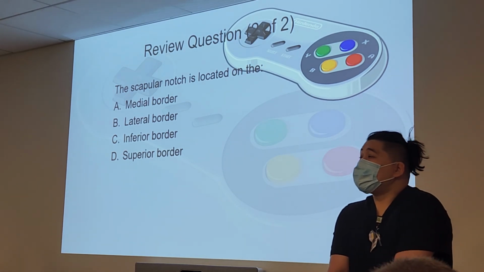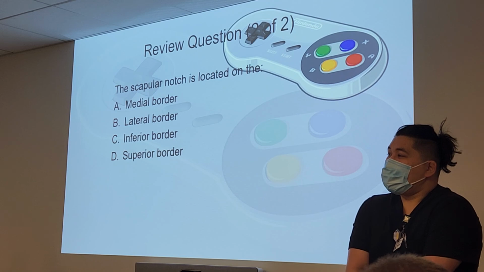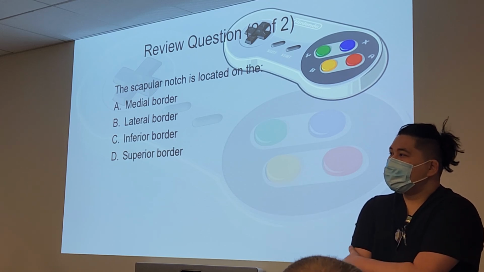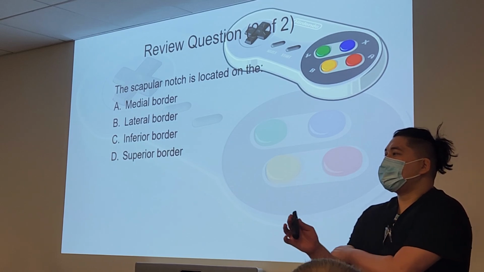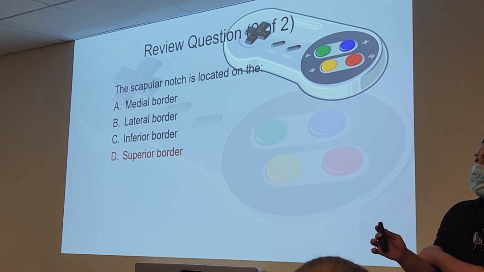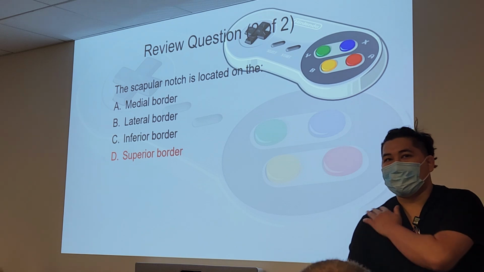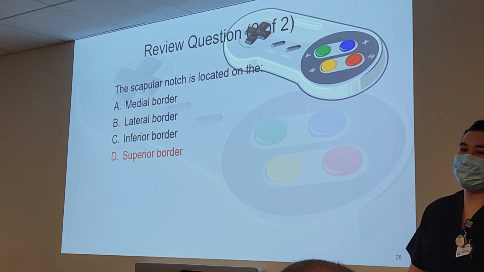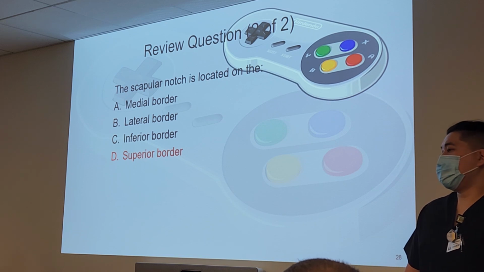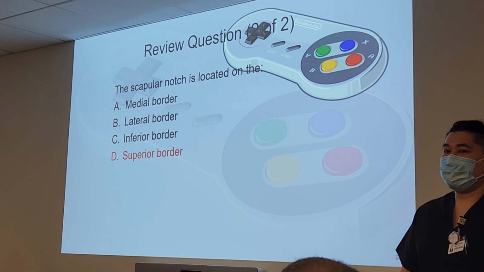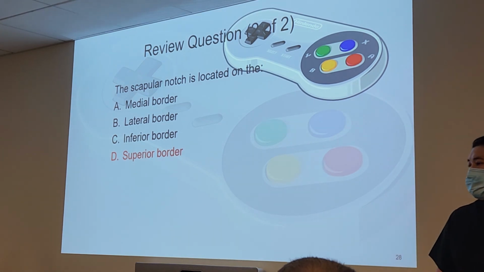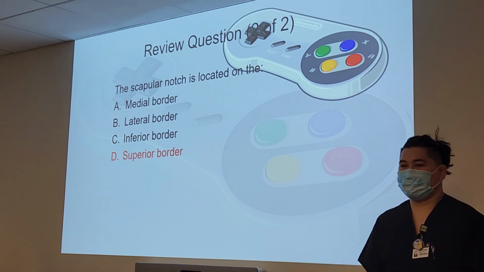Next question here, the scapular notch is located on the superior border. Yes, that is correct. Superior border, up at the top. Why is C incorrect? C is wrong. There is no notch there. There is no inferior border. There's an inferior what? Oh, angle. Once again, see how tricky that can be?